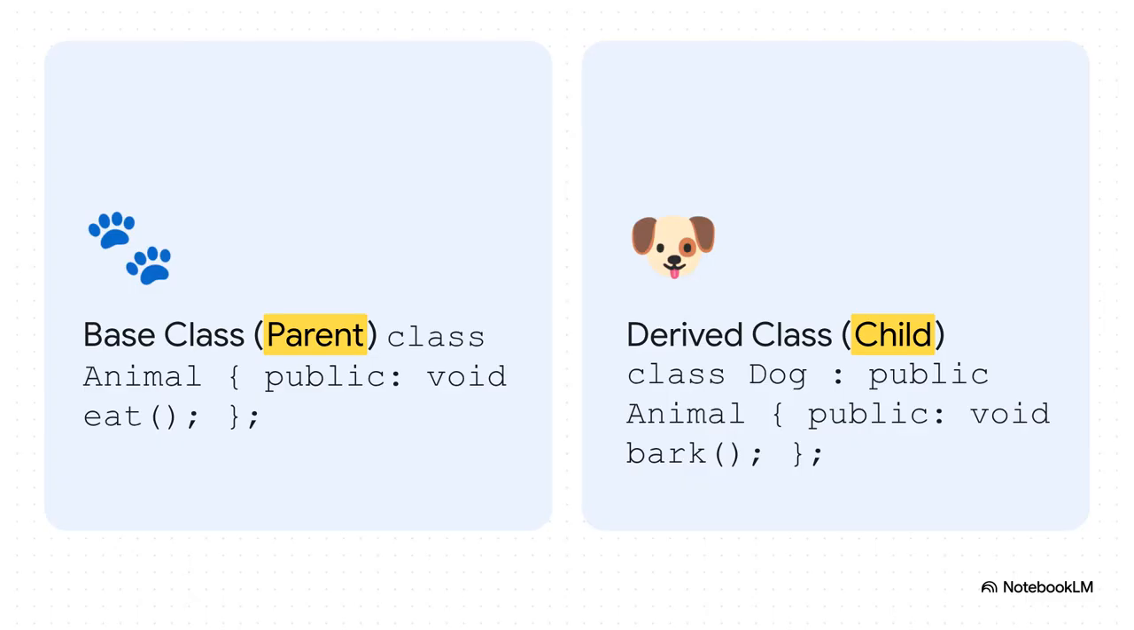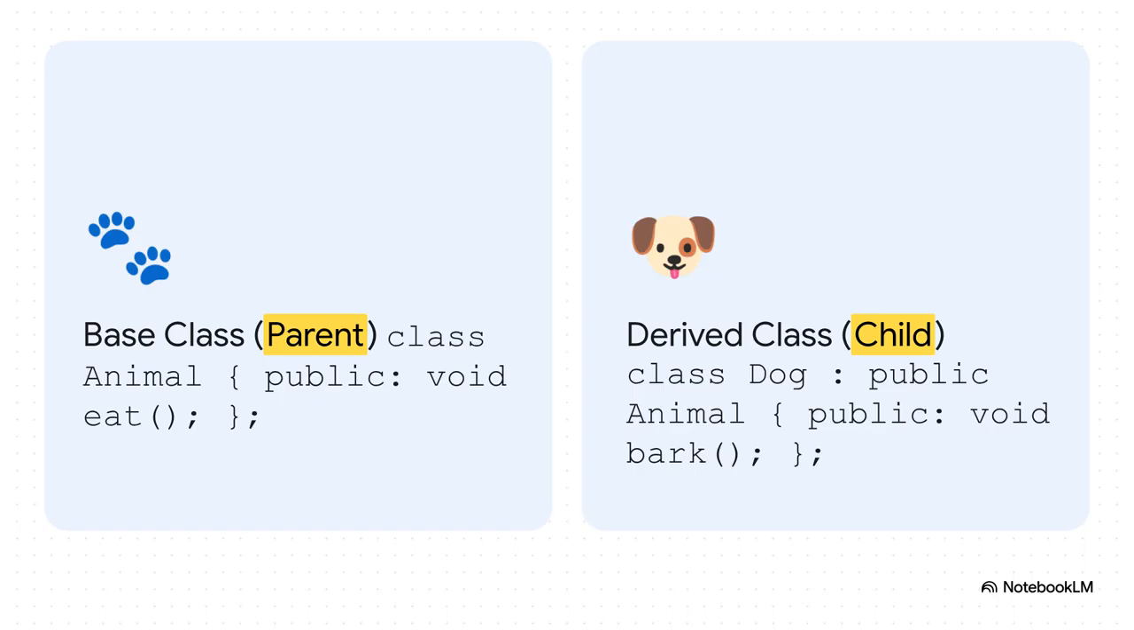Okay, let's get our hands dirty and look at some actual code. On the left, we've got a super simple animal class with an eat function. Now on the right, we're creating a dog class. The real magic is right here, that little colon, followed by public animal. That one line is what does it all. It tells the compiler that a dog is a kind of animal, and it should automatically get all of its public stuff.